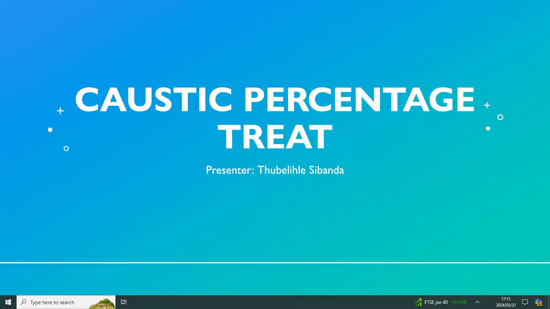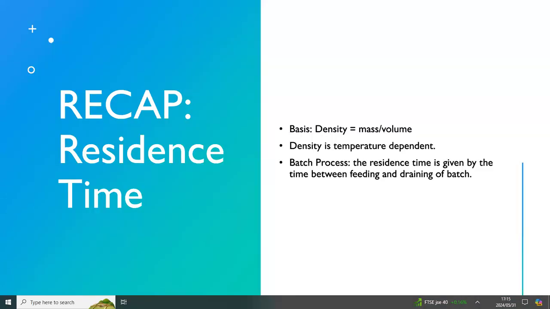I'm going to be doing a presentation on caustic percentage treat. Last time I did a presentation on residence time for a continuous process, and the basis of the calculation was density, which is calculated as mass over volume. You need to know that density is temperature dependent, because as you heat a fluid, it expands, and its density decreases.